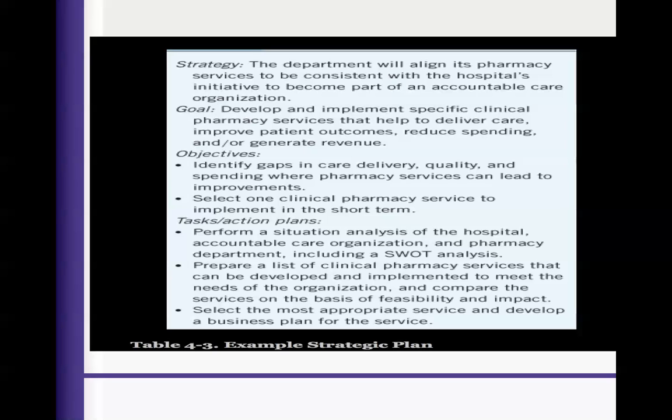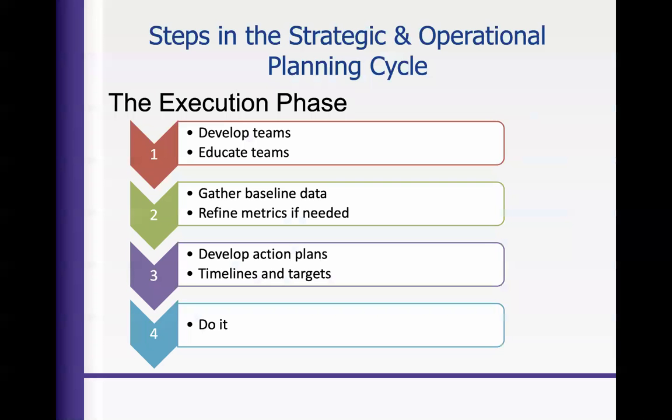We're going to perform a situation analysis of the hospital's accountable care organization and the pharmacy department, including a SWOT analysis. We are going to prepare a list of clinical pharmacy services that can be developed and implemented to meet the needs of the organization and compare the services on the basis of feasibility and impact. And we're going to select the most appropriate service and develop a business plan for that service.